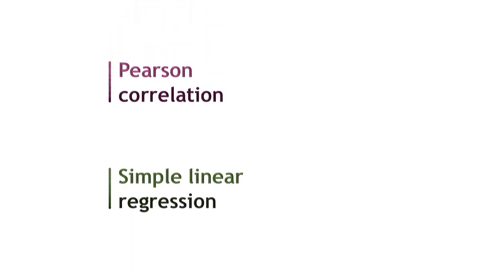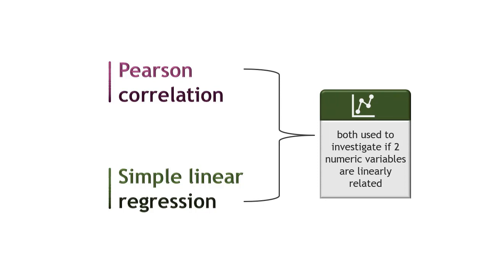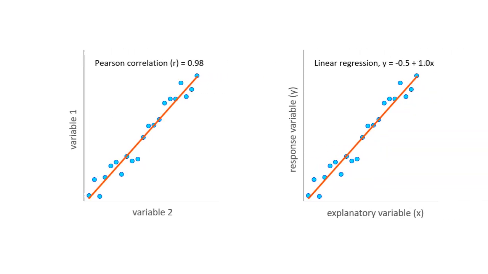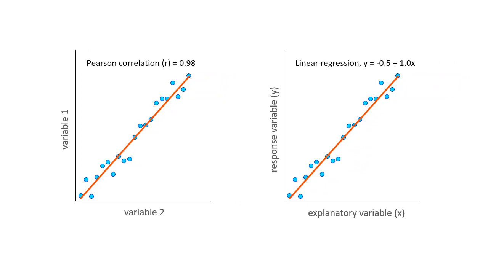Pearson correlation and simple linear regression can both be used to investigate if two numeric variables are linearly related. However, there are important differences between these two approaches. Pearson correlation is a measure of the strength and direction of the linear association between two numeric variables that makes no assumption of causality. Simple linear regression describes the linear relationship between a response variable, denoted by y, and an explanatory variable denoted by x, using a statistical model, and this model can be used to make predictions.